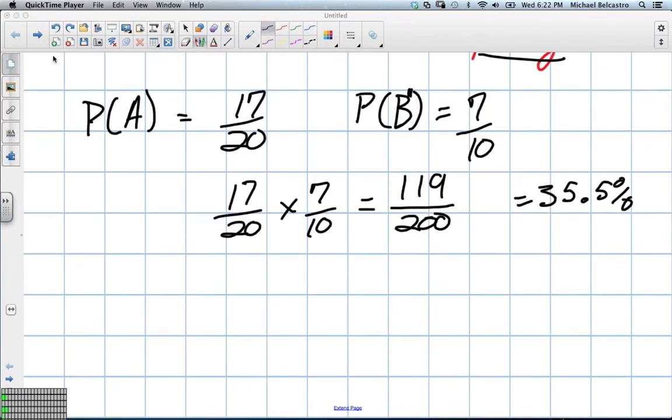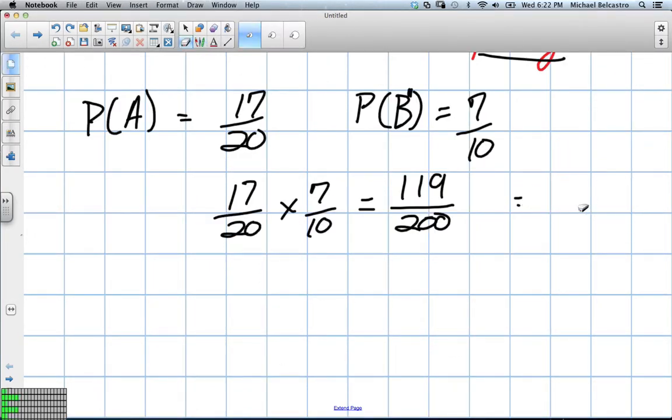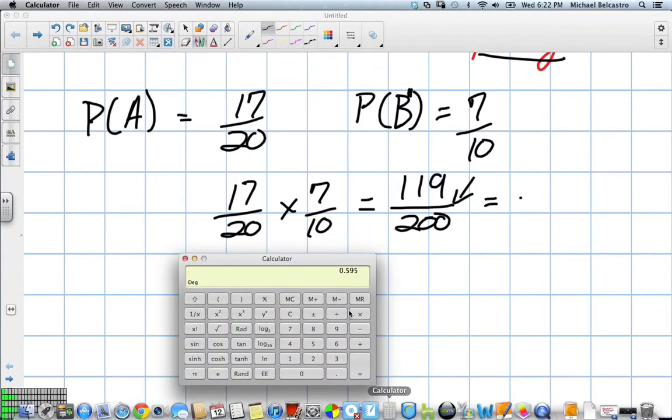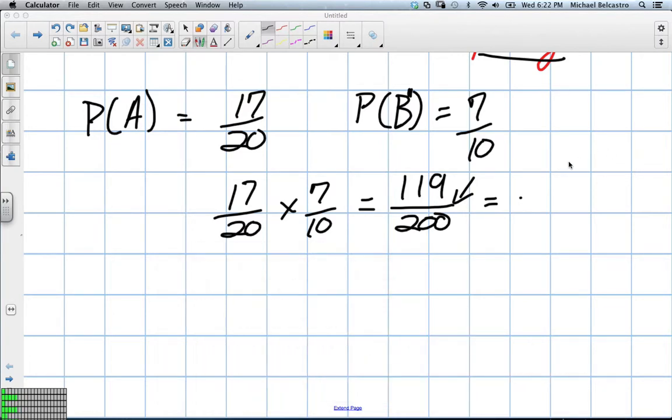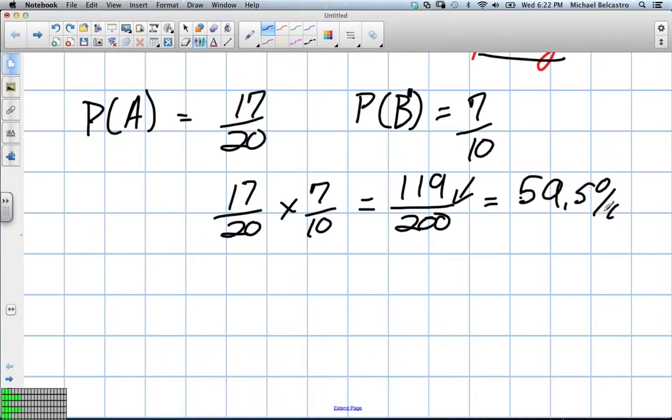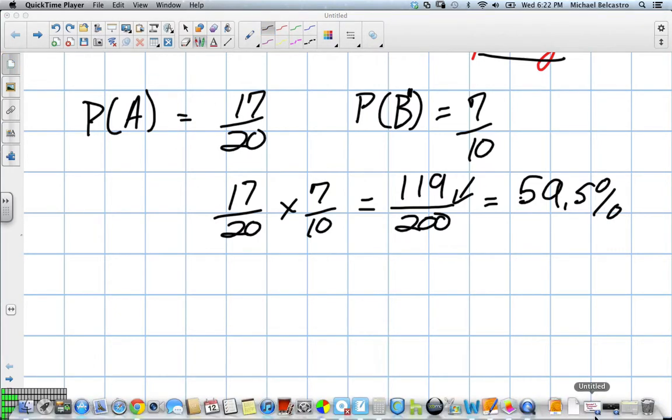35.5. So, sorry, that's not the case, not 35. That doesn't make sense, right? It doesn't make sense that it's 35 because half of this would be 100, and this number is larger than 100. So we divide it again, we must have made a little error, and it's 59.5%. So 59.5% chance of passing both of your exams. Does that make sense? Yeah.